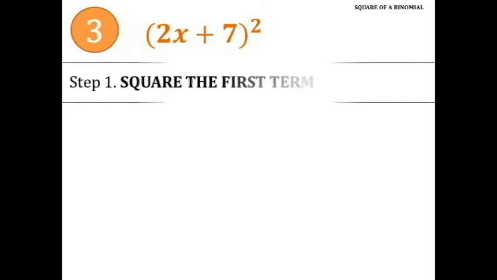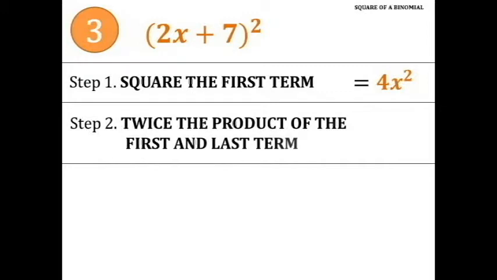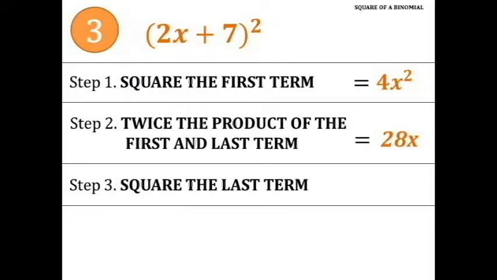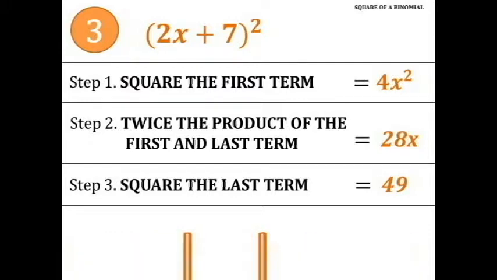For a third example, we have 2x plus 7 quantity squared. The first step is to square the first term, so we have 4x squared. Second is twice the product of the first and the last term. Since the first term is 2x and the last term is 7, we have 28x. Then, square the last term. Our last term is 7, so we have 49. And finally, 2x plus 7 quantity squared is equal to 4x squared plus 28x plus 49.